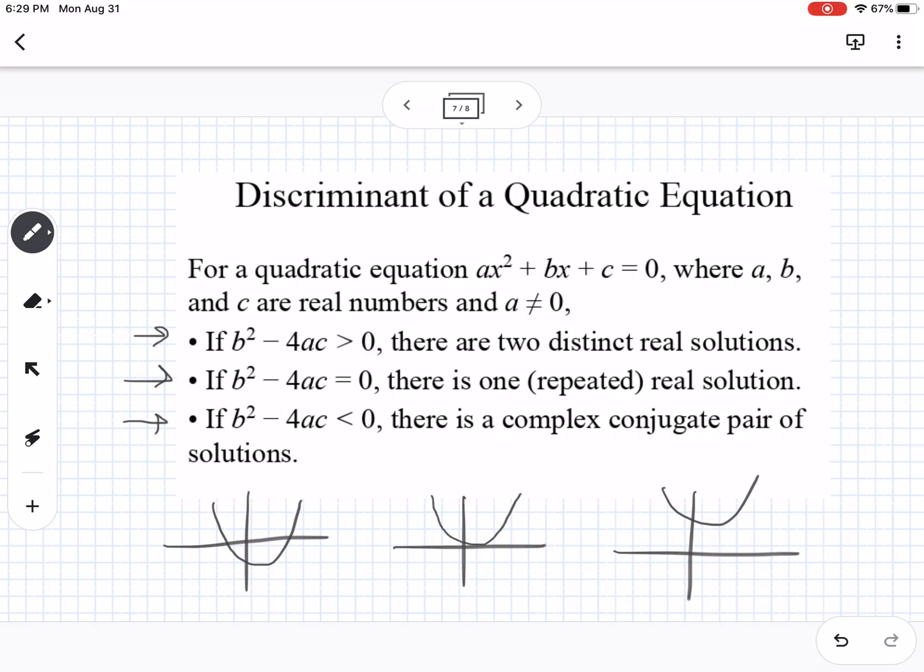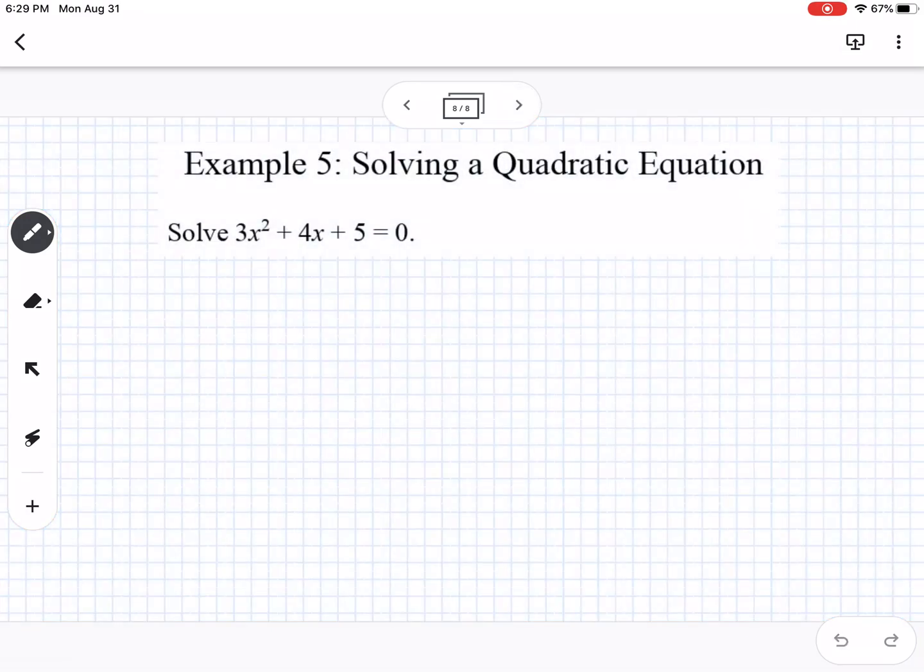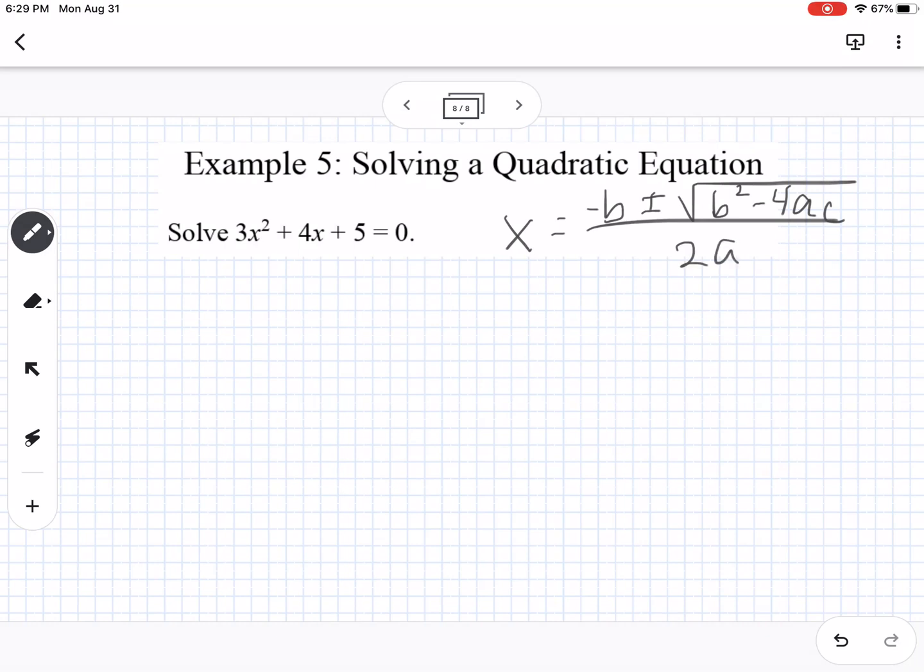So you can use the discriminant, the part underneath the square root in the quadratic formula, which is the b squared minus 4ac. And you can use that compared to 0 to tell us how many solutions we're going to have. So if we look at this, we're solving a quadratic equation, and we can use that kind of quick answer to tell us if we're going to have real solutions or no real solutions. So remember, we have x equals negative b plus or minus square root of b squared minus 4ac all over 2a. So our a is 3, our b is 4, and our c is 5.